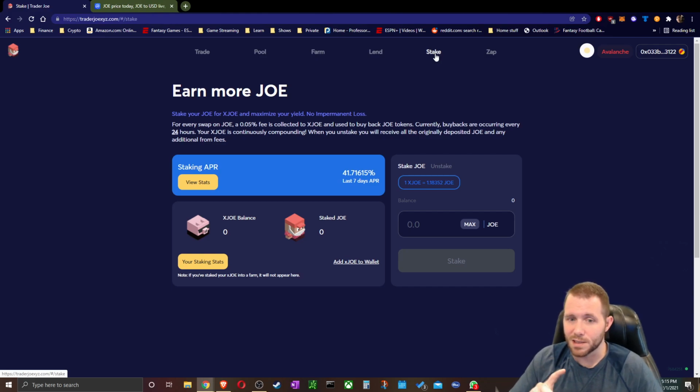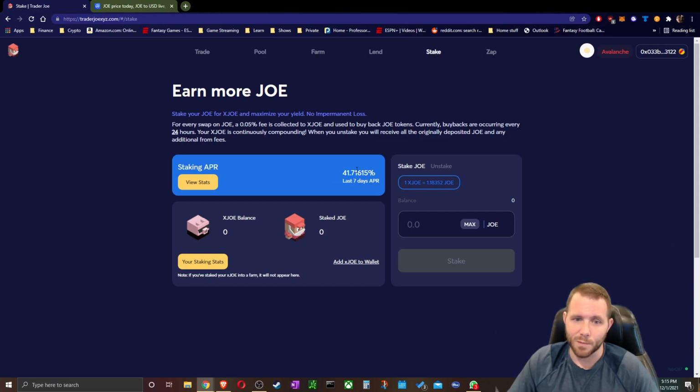So let's walk through the two scenarios so far. First scenario is you have some Joe. You want to hold it and you stake it, right? You stake it and you get this 41% APR. At any point you can unstake it, sell it if you want, or do whatever you want. Swap it for a different token.